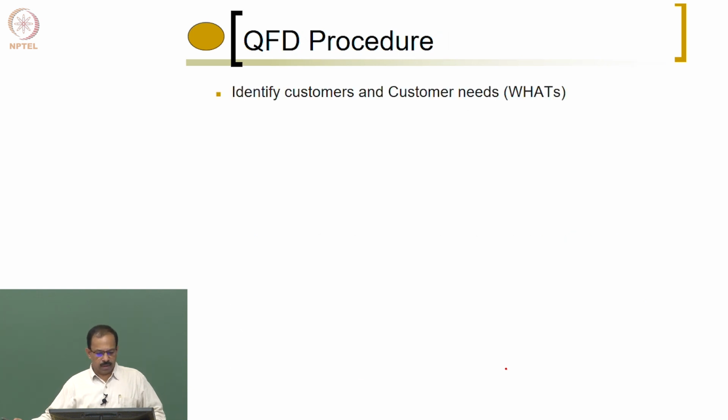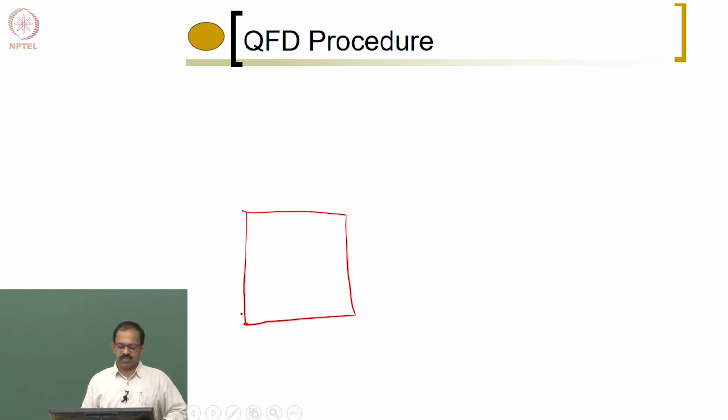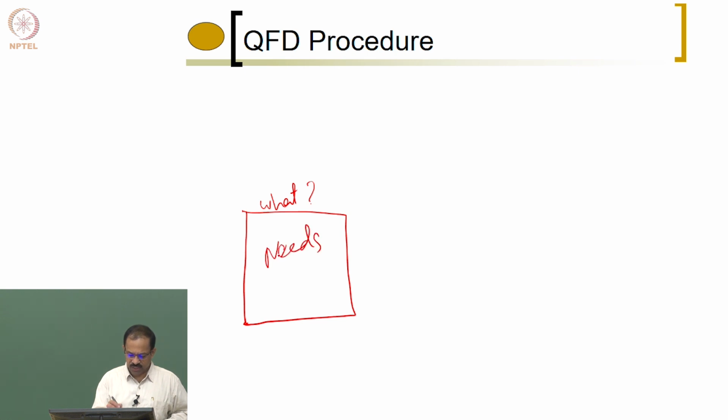Okay. So what we need to do is, we try to write down what is needed in the product. What is needed in the product is decided by the customer needs. So this is known as what is needed. So customer needs are there. That is what is needed in the product.